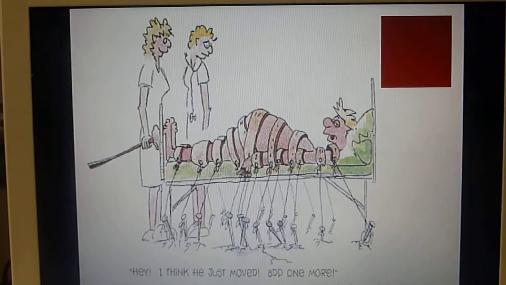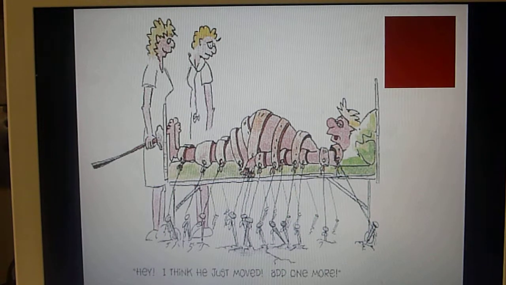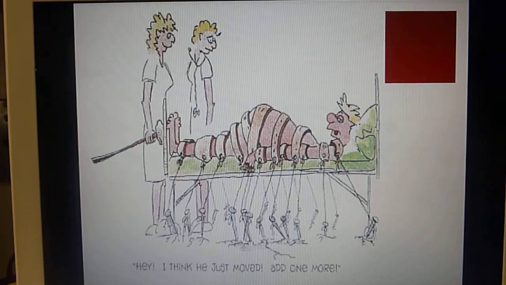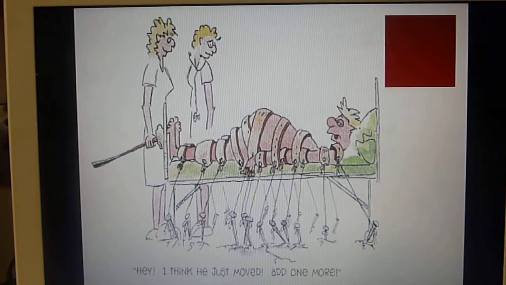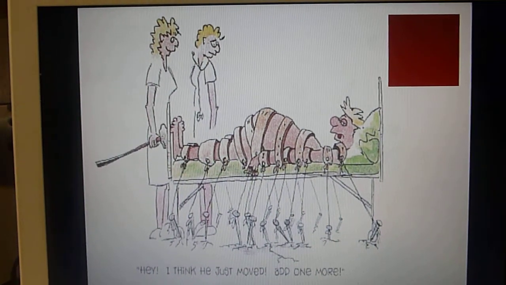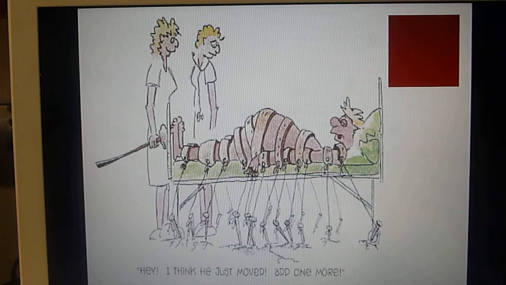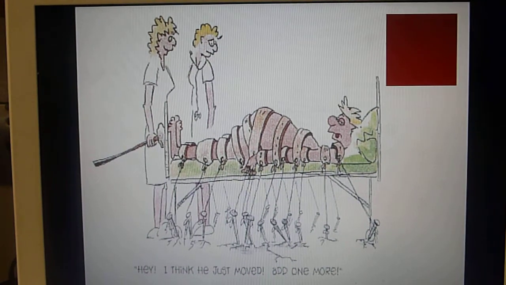So first we have a comic that maybe you'll enjoy. The bottom says, "Hey, I think he just moved, add another one." And that's a patient who's been thoroughly restrained. So that just kind of sets the tone for what we're trying to teach today.